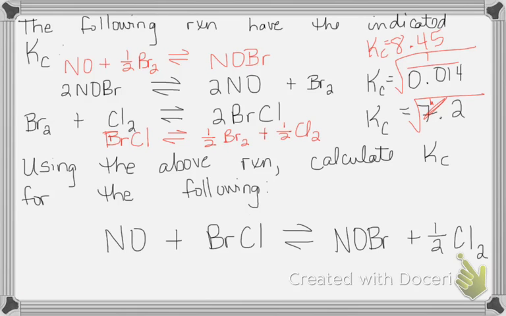373. What'd you get? 373. I'm going to erase it because I'm getting too much stuff. Say what? 0.373. And this one was 0.845. What was the first Kc for the second? 7.2 was originally here.